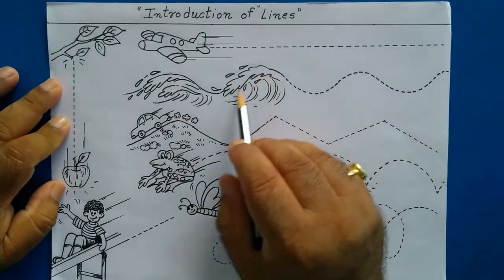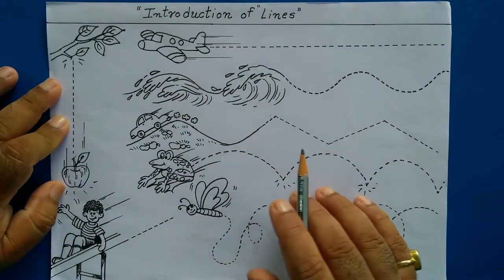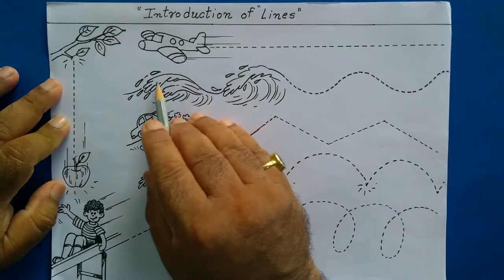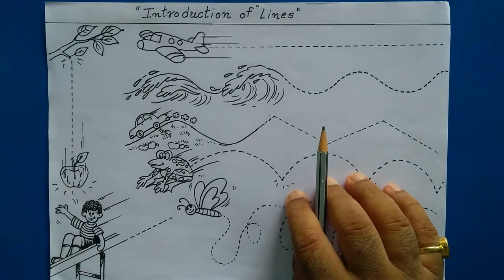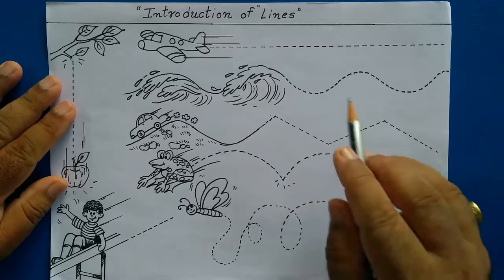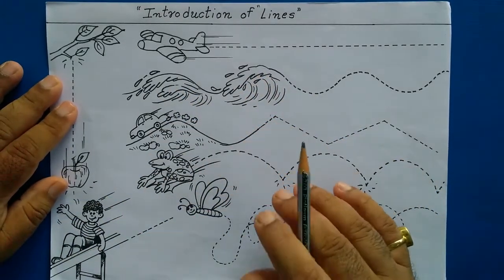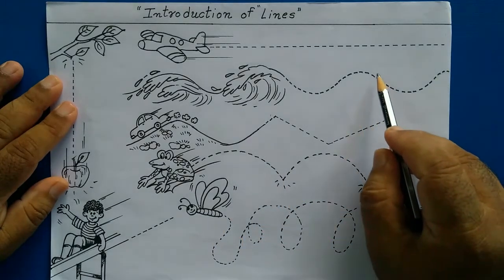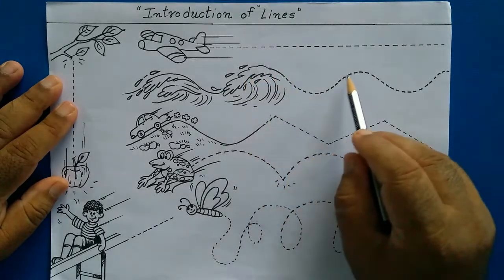If you visit seashore, you will see waves in the water. Waves go up and come down, and we can see continuously many waves over there. Waves in the water are the inspiration for the wavy line. Wavy line is the line which goes up, comes down in a smooth way.